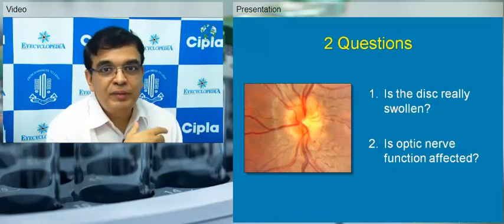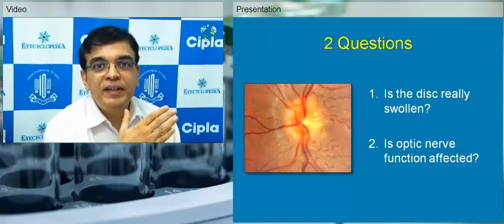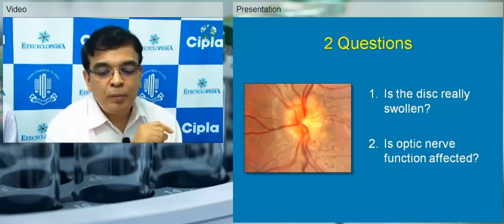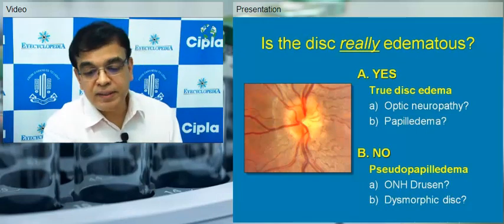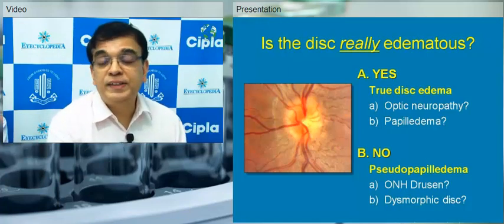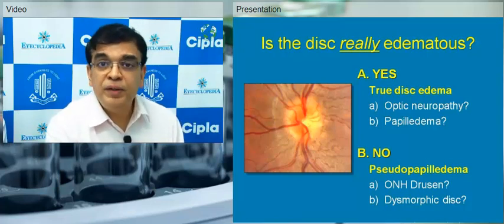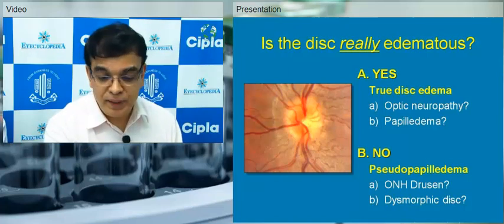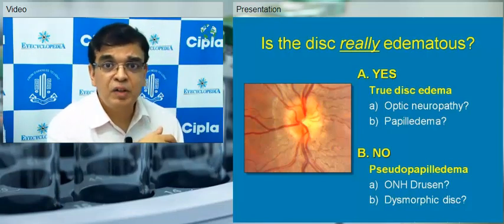There are two clinical questions that we need to ask ourselves when we come across swollen optic discs. The first question, which we've been speaking about, is the disc really swollen? Essentially, are you deciding whether it is a disc swelling or a pseudodisc swelling? And secondly, is the optic nerve function affected? If the disc is truly swollen, then true disc swelling can be due to an optic neuropathy of some kind or it can be due to papilledema. If it's not true disc swelling, it's pseudopapilledema, and you have to decide whether it is a congenital disc anomaly or optic nerve head drusen which might be the cause.